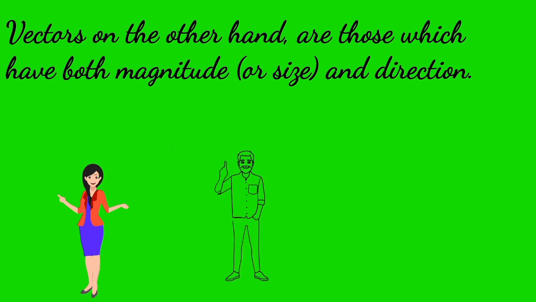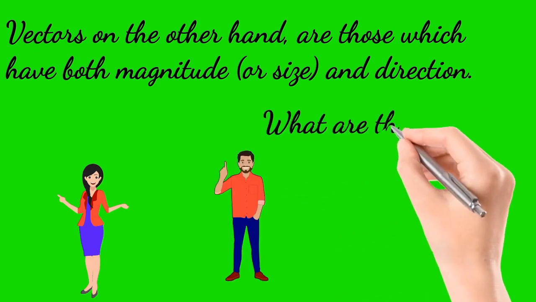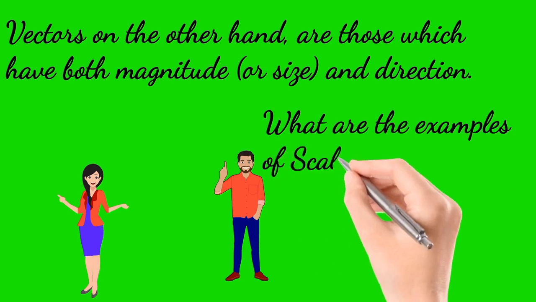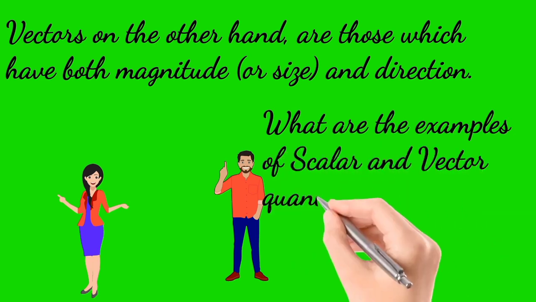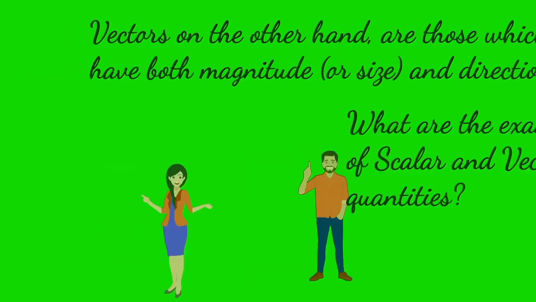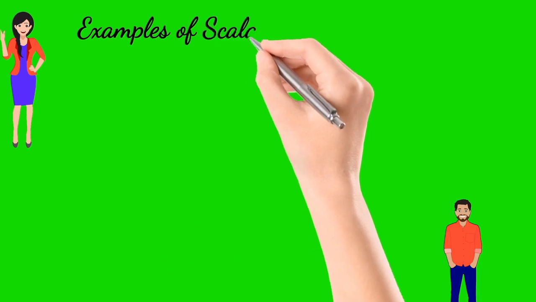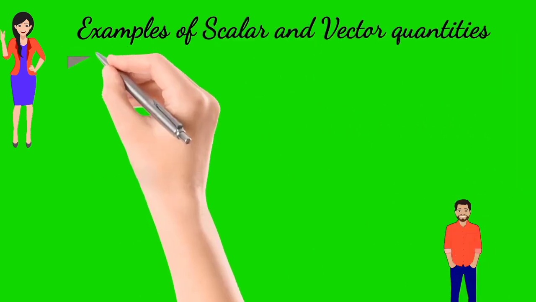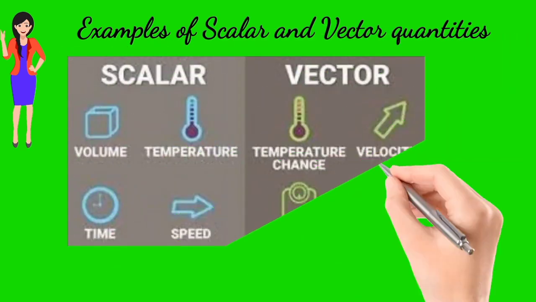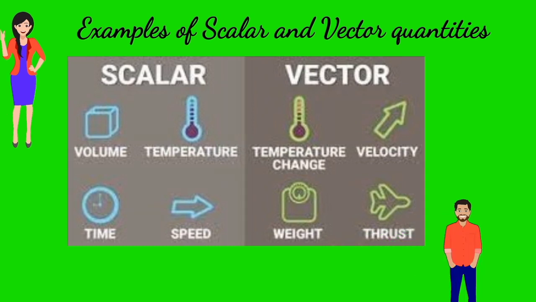So, what are the examples of scalar quantities and vector quantities? Scalar quantities include mass, length, temperature, time, temperature gradient, volume. Vector quantities include force, weight, gravitational field intensity, electric field intensity, magnetic field intensity, just name it.